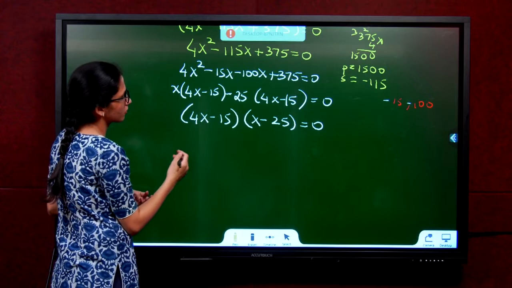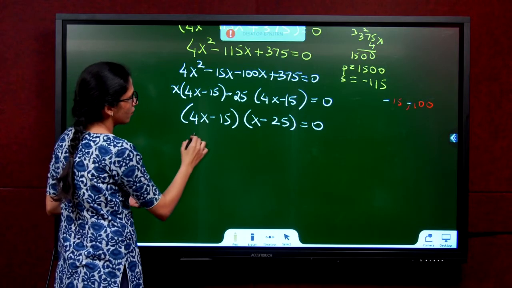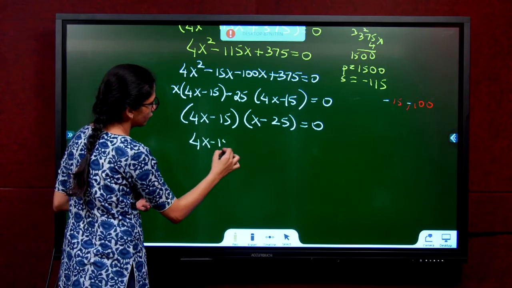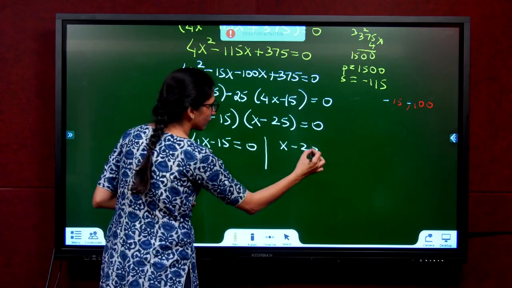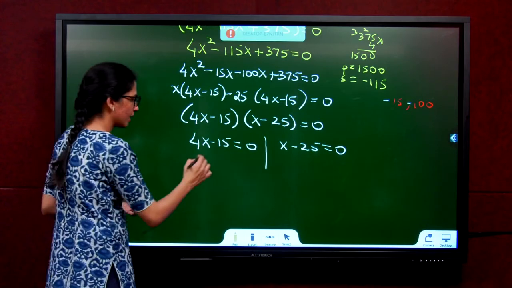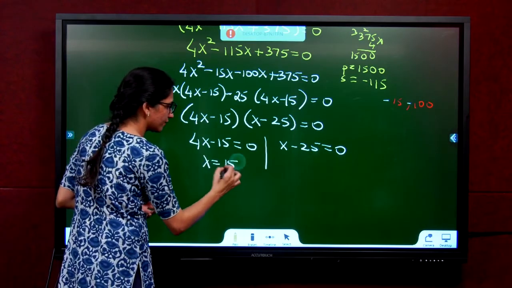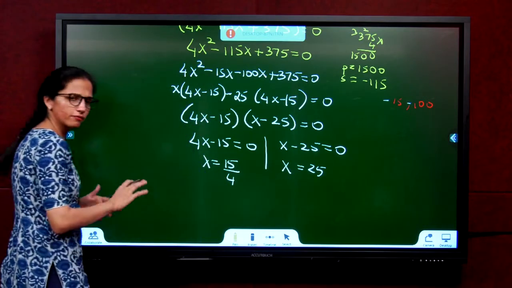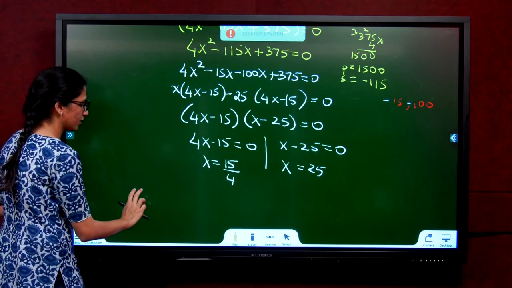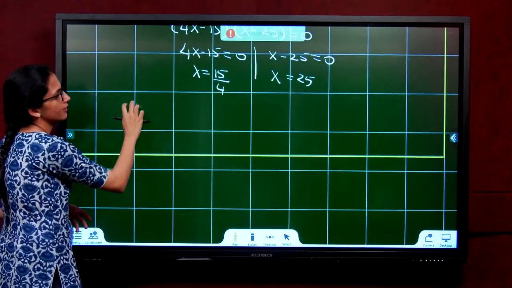So now what are the 2 possible combinations over here? 4x minus 15 is equal to 0 and x minus 25 is equal to 0. X is equal to 15 by 4, x equals 25. Both are positive, so both are possible. Let us check the individual cases.